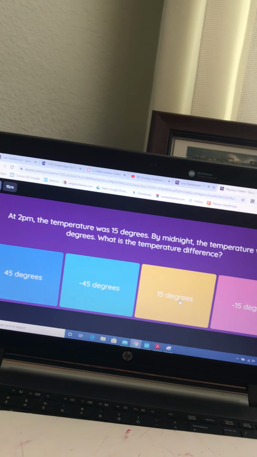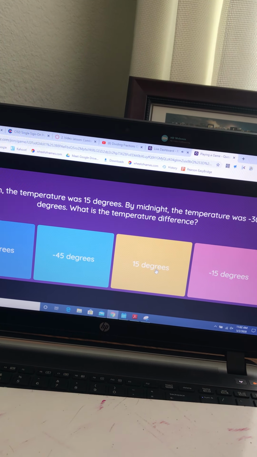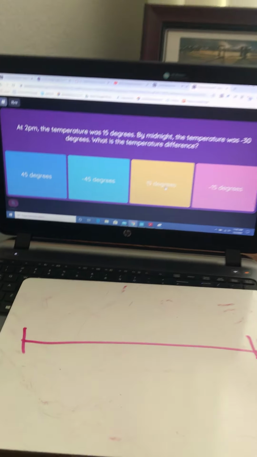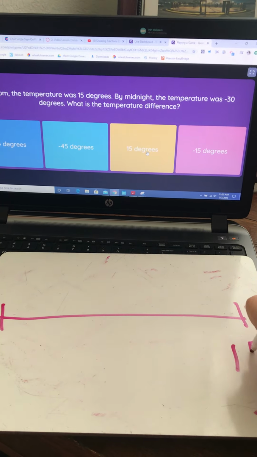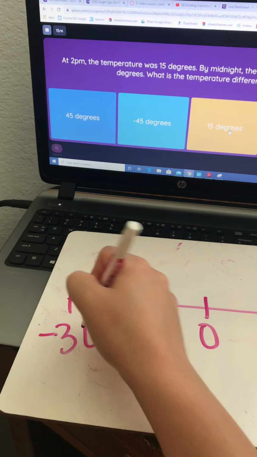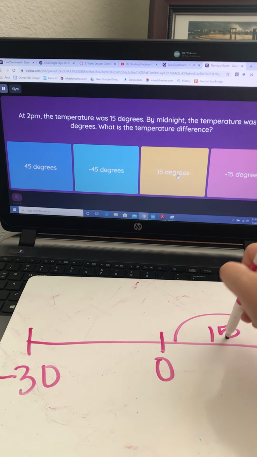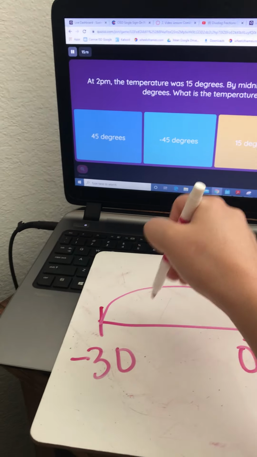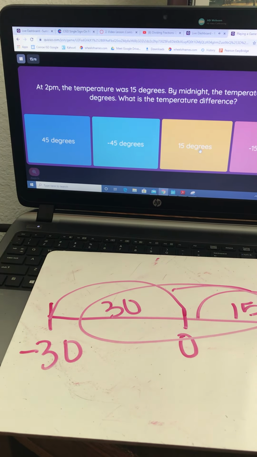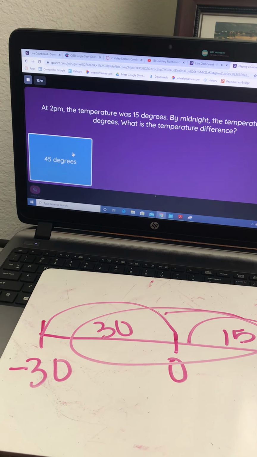At 2 p.m., the temperature was 15 degrees. By midnight, the temperature was negative 30. Ooh, what is the temperature difference? A number line might be a good thing to use here. So we started at 15. I'm going to add 0 in here. And now it's at negative 30. So to get from 15 to 0, that would be a jump of 15. And from 0 to negative 30, that would be 30. If I combine these together, the difference is 45 degrees.